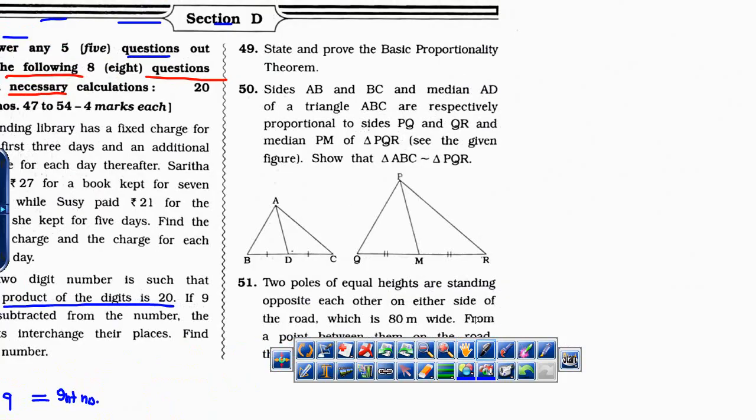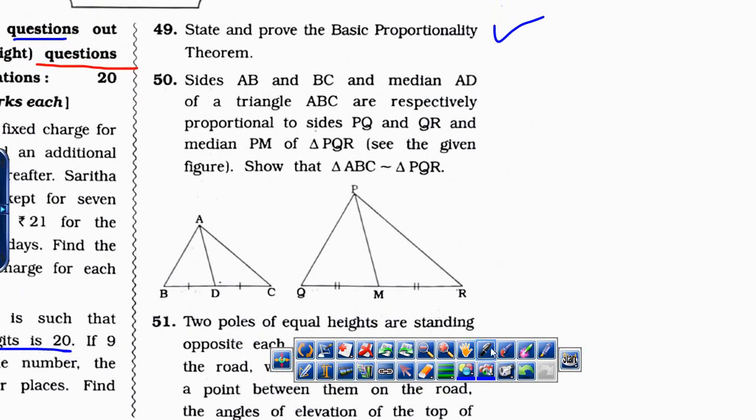Sum 49: state and prove the basic proportionality theorem. You can easily spot it in the textbook. Sum number 50 is also from the textbook. Go to your written sums or watch a video and learn this sum.